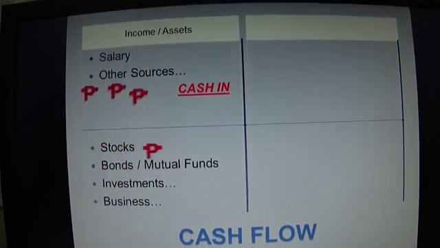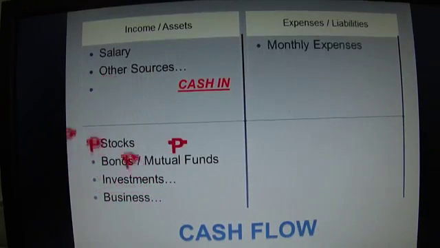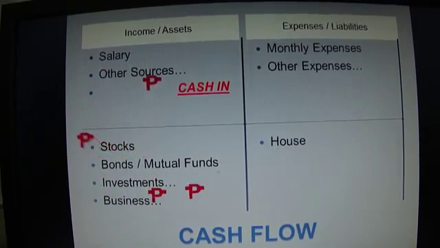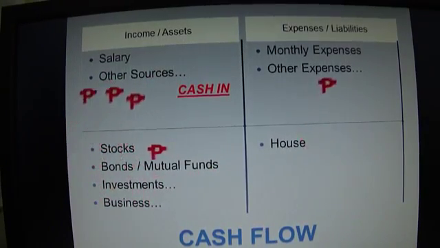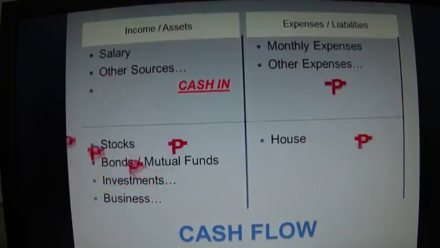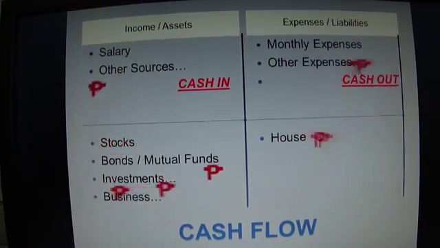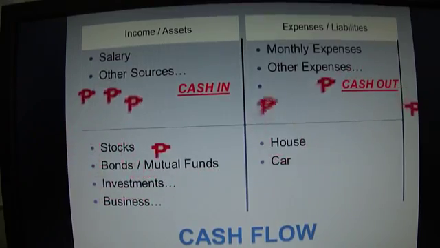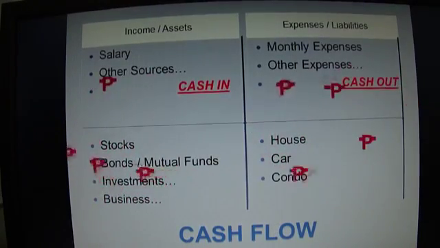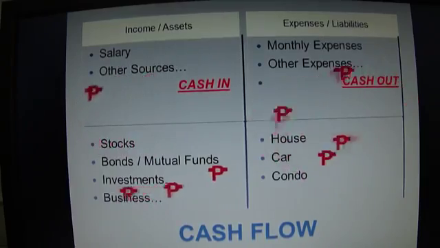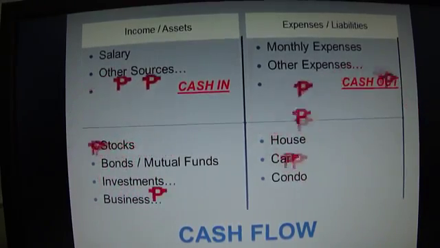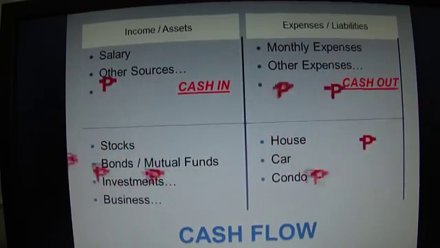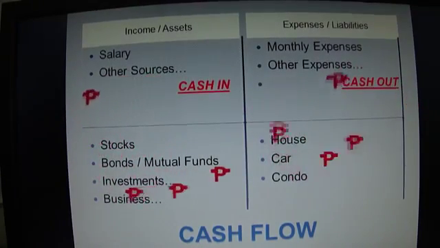On the expenses and liabilities column, see how cash is flowing out so quickly, and it will not stop flowing out as long as you're paying your loans, your mortgage, expenses, and many more. Always remember the concept of cash flow. Money flowing in will get you richer and richer, and cash flowing out will get you poorer and poorer.